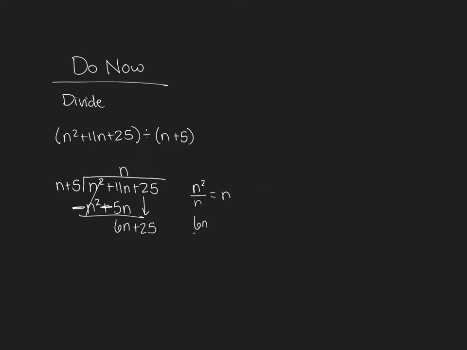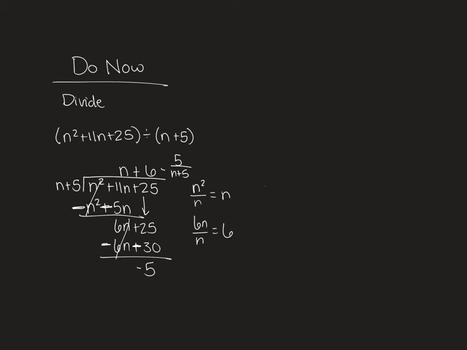So then we do 6n divided by n, which is 6. Then we multiply, so 6n plus 30. We need to subtract, so we change both signs. Those will cancel. 25 minus 30 is negative 5, and that will be our remainder.